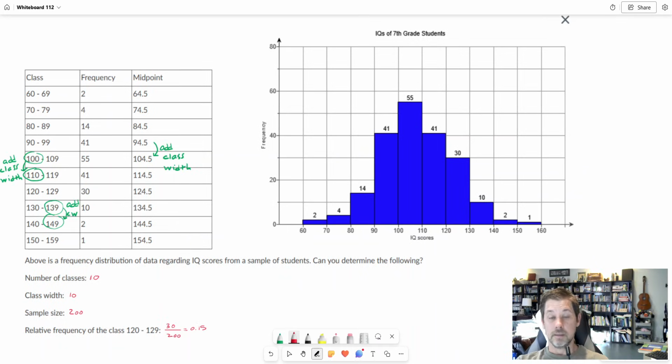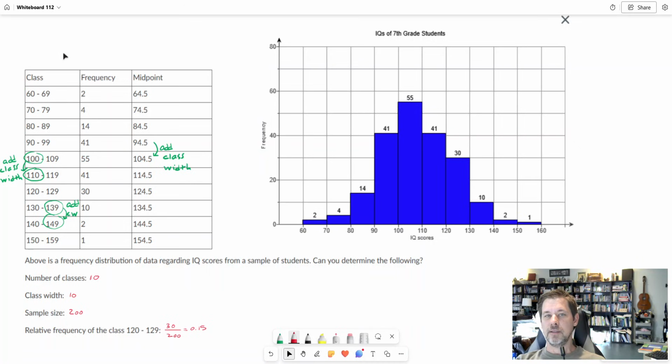All right, here are your answers. There's 10 classes. Each of these is a class, 60 to 69, 70 to 79, so on. There's 10 classes. We divided all the data into 10 classes, okay? The class width is 10. So how's that? What is the class width?